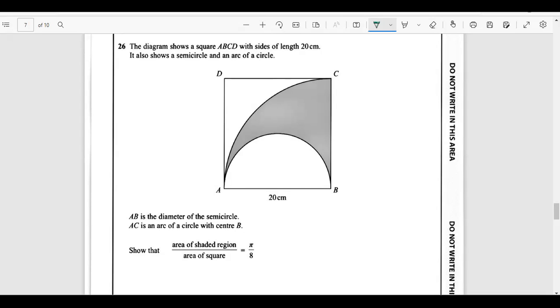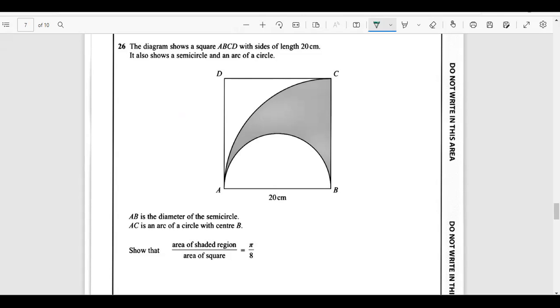So area of the whole square equals 20 times 20, which equals 400. And then you have the area of the whole arc, which equals pi times 20 squared.